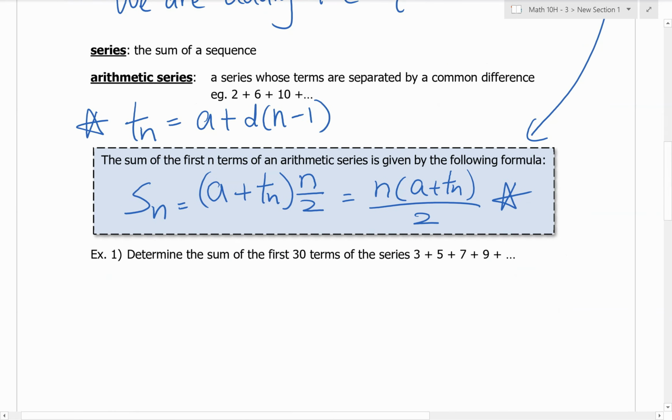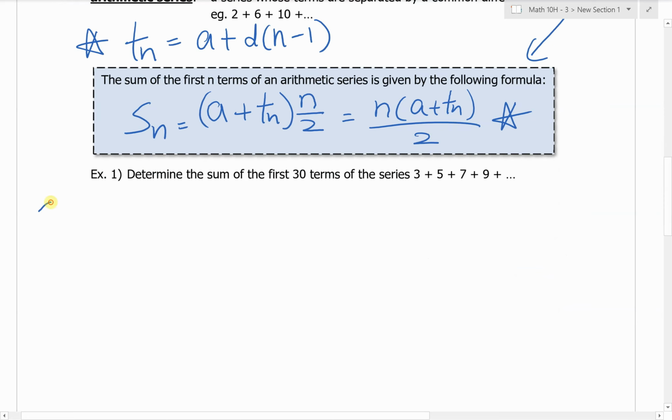Okay, let's look at our first example. It says determine the sum of the first 30 terms in the series 3 plus 5 plus 7 plus 9 and so on. Just like last time, I am going to write down all the things that I need for Sn. Sn is equal to n times (a plus tn) divided by 2. These are the 4 things that we need to use for the sum formula. It says sum of the first 30 terms, so we're looking for S30, which means n is 30. The first term is 3, so a is 3. We do not know what tn is. So that's the problem, we have 2 things that we don't know.